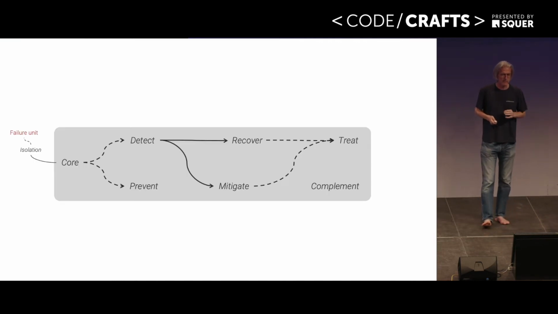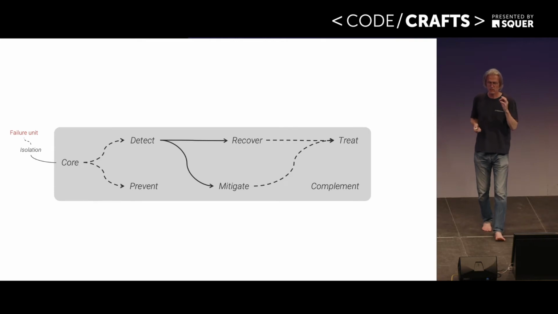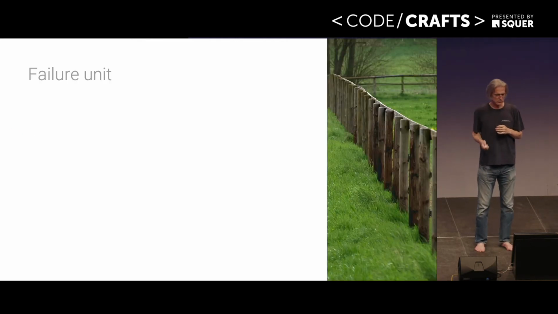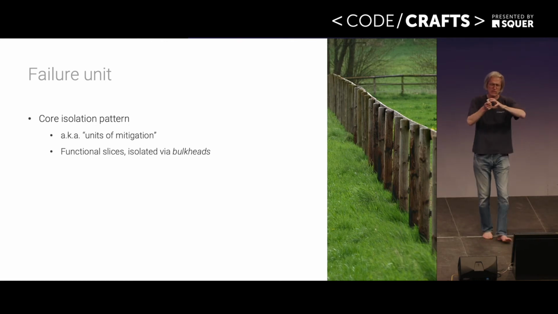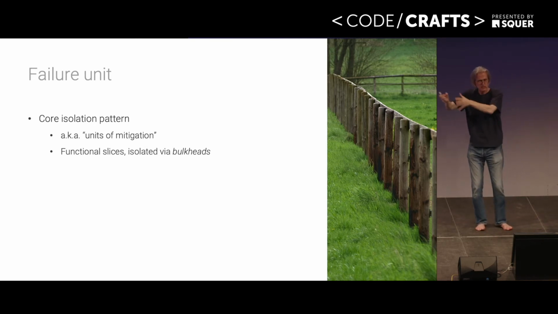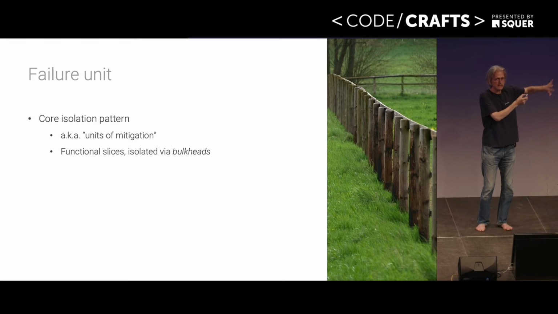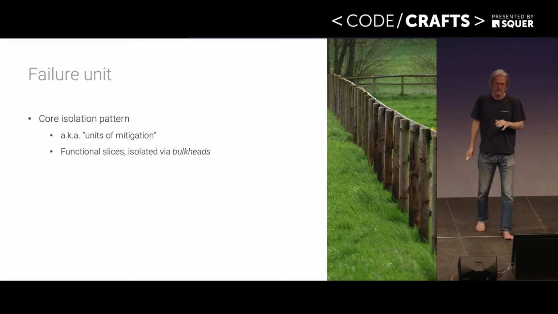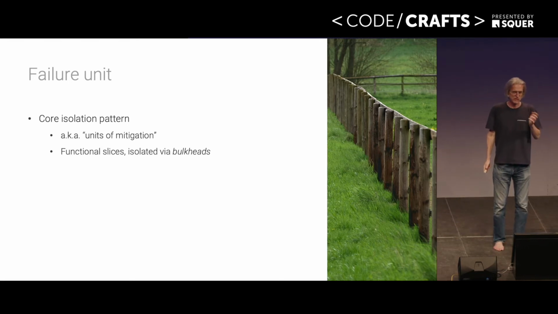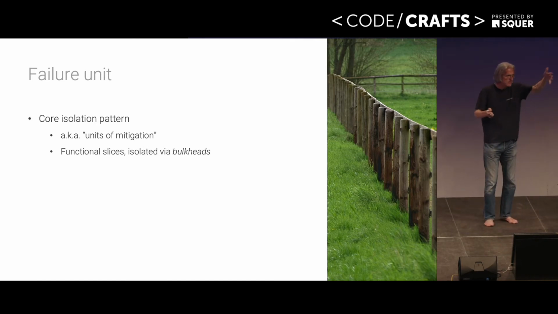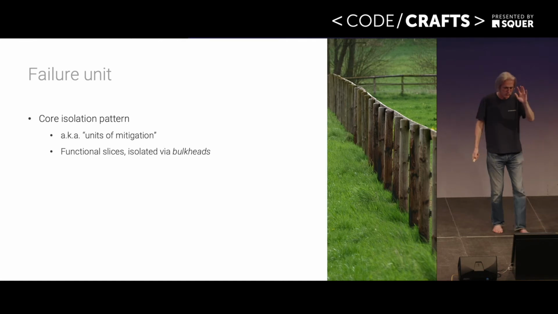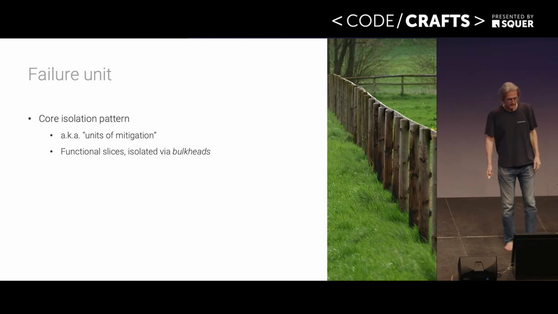And how do we implement that? We use a pattern called failure unit. Failure unit, or also known as units of mitigation. And we create some bulkheads between these functional slices of the system to isolate them against each other. And bulkhead is not necessarily a thread pool, as some people think. There are lots of ways of implementing bulkheads. So it's just these things that avoid failures from spreading. Thread pools are, in some contexts, one way to do that.